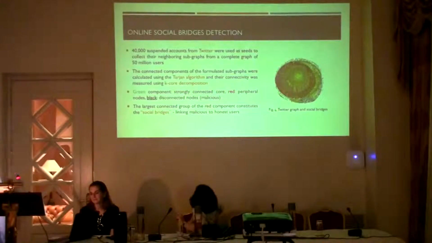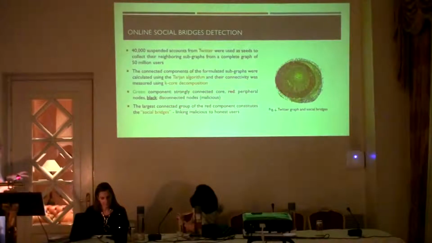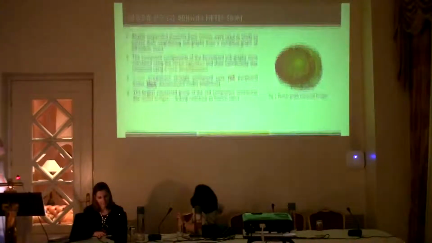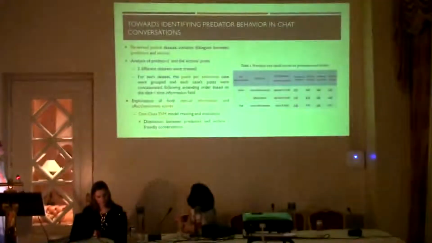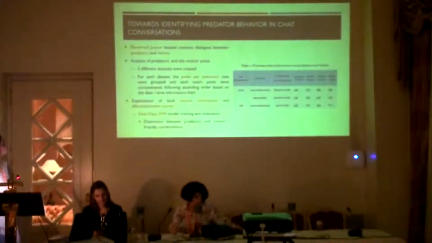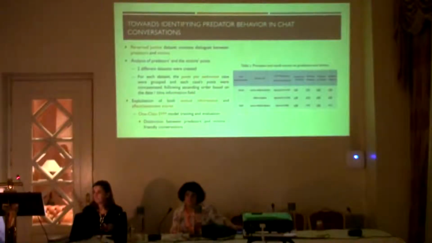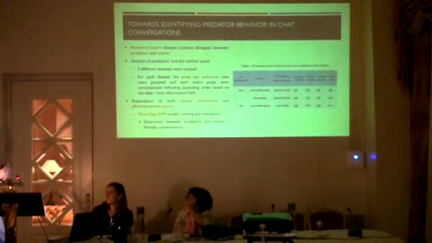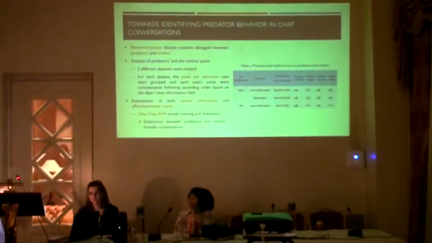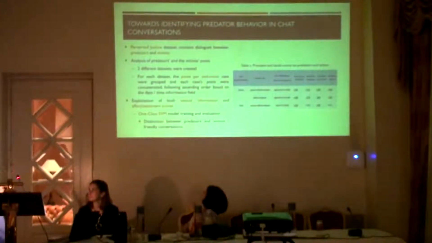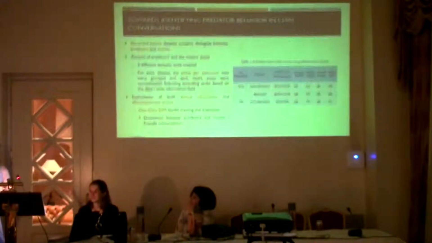And this graph consists of 3 components, which show social breaches. And finally, the last methodology used the PAN perverted-justice dataset to identify predator behavior in a conversation. The findings are shown in the table.